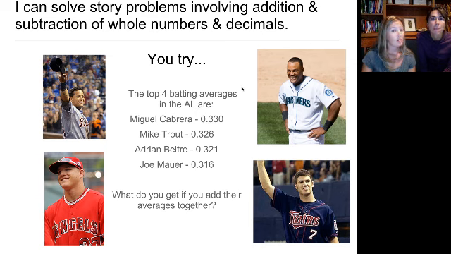So right now we're going to talk about baseball. So we have the top 4 batting averages in the American League are, and I apologize if I mispronounce these, I will do my best. Miguel Cabrera has .330. They probably say it differently in baseball speak, but we're going to talk decimal speak, so bear with us. Mike Trout has .326. Adrian Beltre, .321, and Joe Mauer, .316.